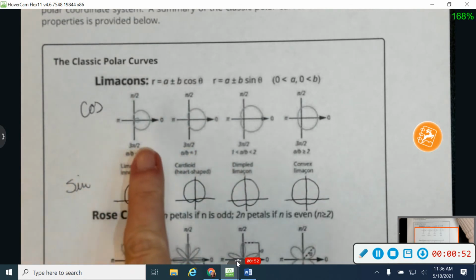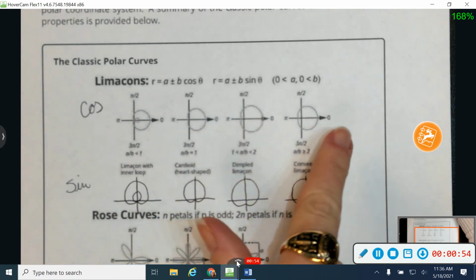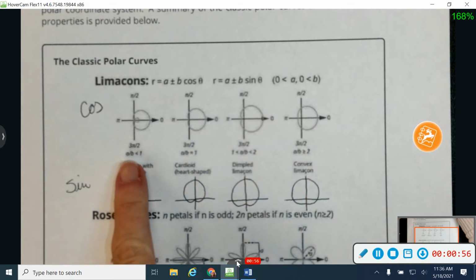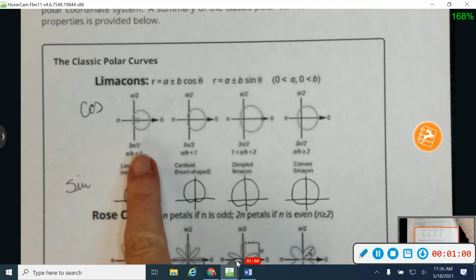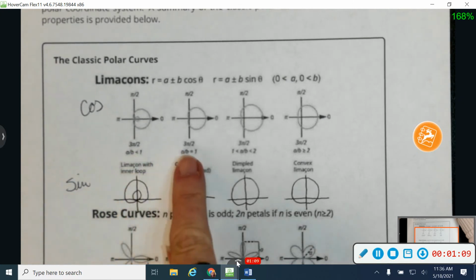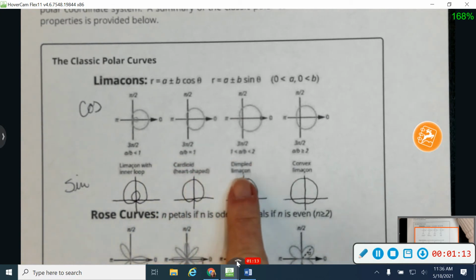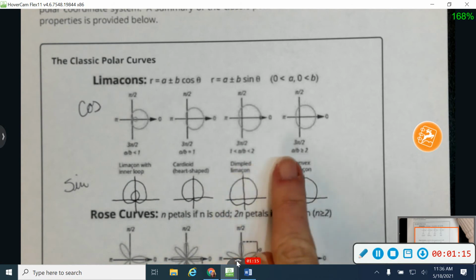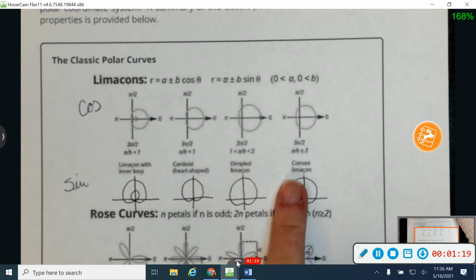The way that I know which one is which is based on this information right here. I'm going to take A, which is the first number, and divide by B, which is the second number. If it's less than 1, I'll have a limison with a loop. If it's equal to 1, I'll have a cardioid. If it's between 1 and 2, I'll have a dimpled limison. And if it's greater than 2, I'll have a convex limison.